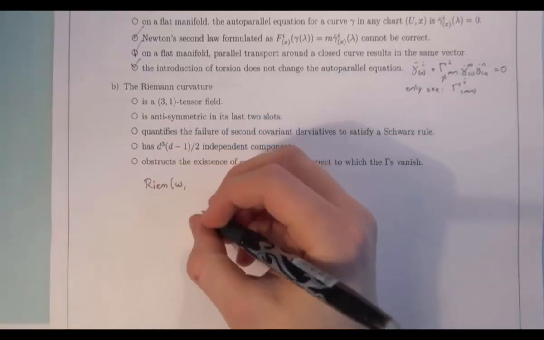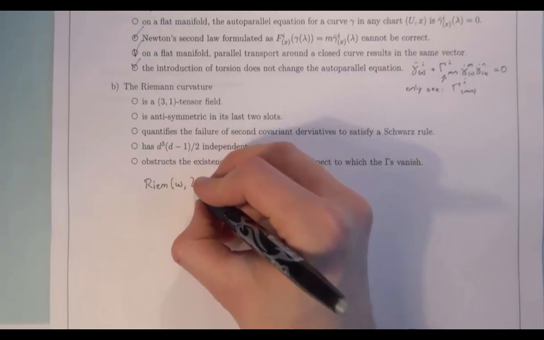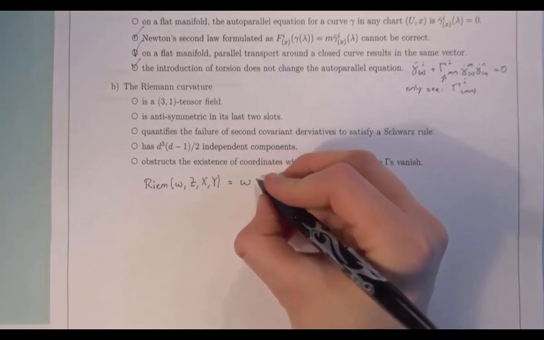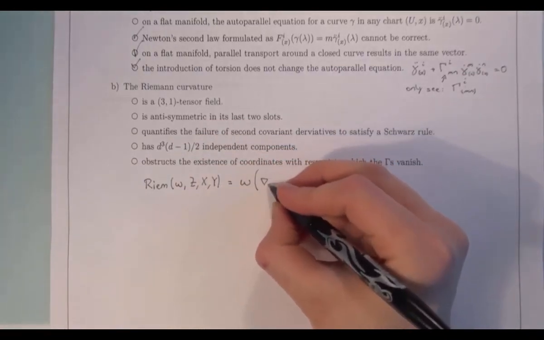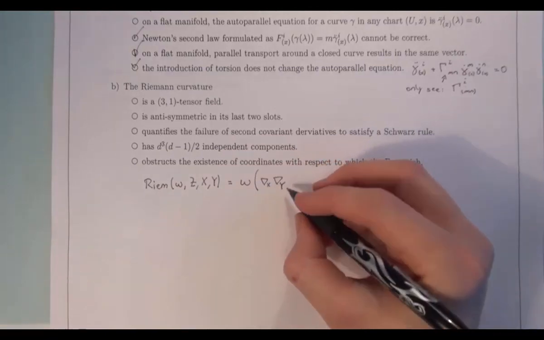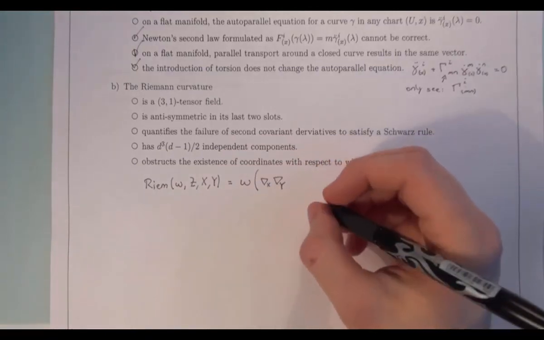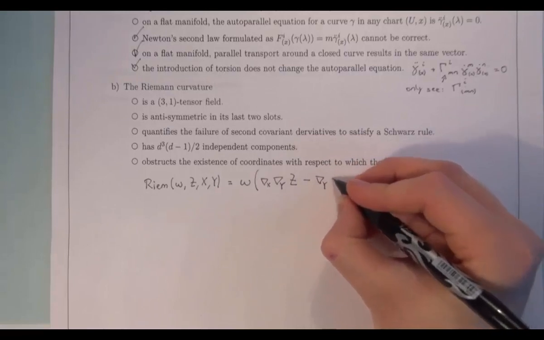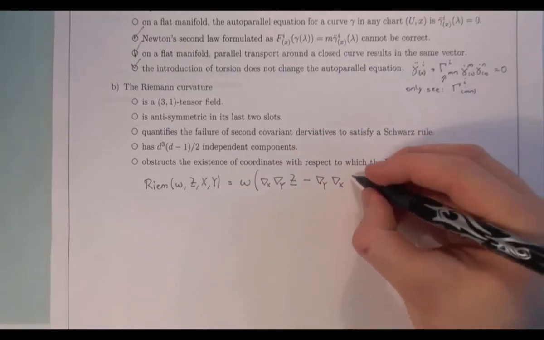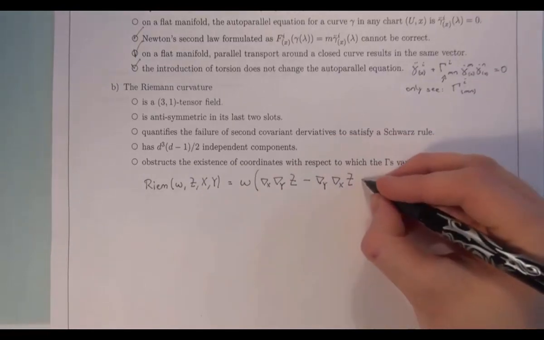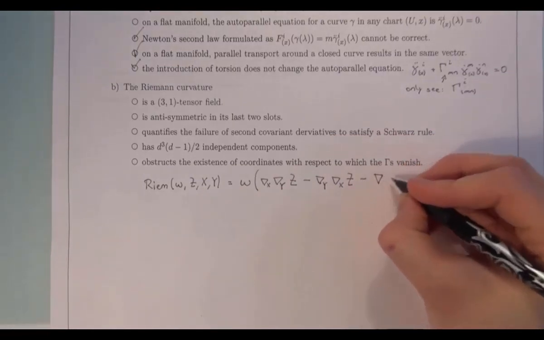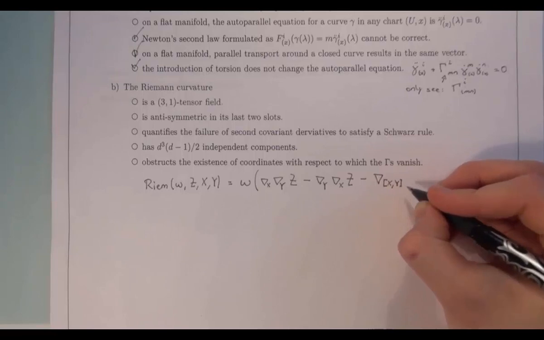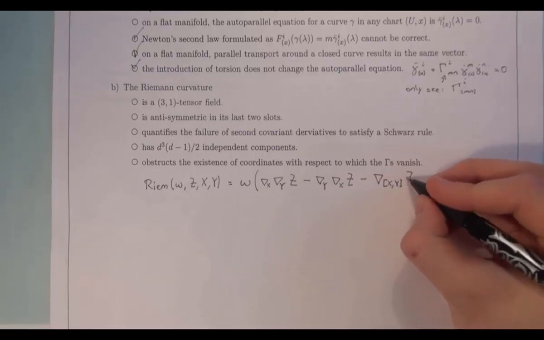It eats a covector omega and three vector fields z, x, and y, and is defined as the covector omega acting on the covariant derivative with respect to x, covariant derivative with respect to y on z, minus covariant derivative with respect to y, and then with respect to x, acting on z, and we get minus the covariant derivative of the commutator of x with y acting on z.